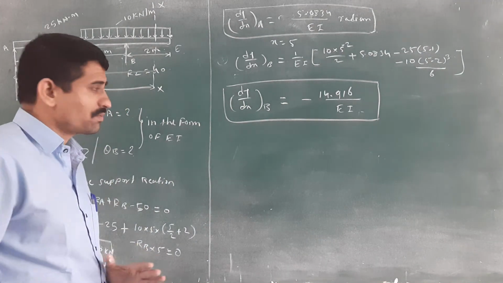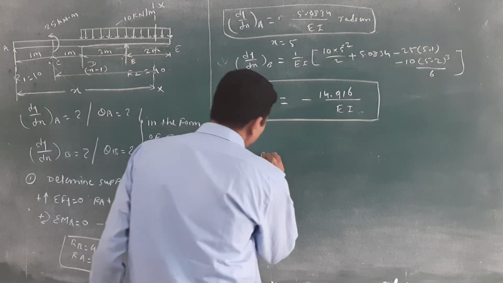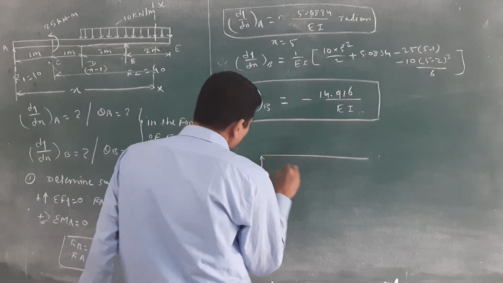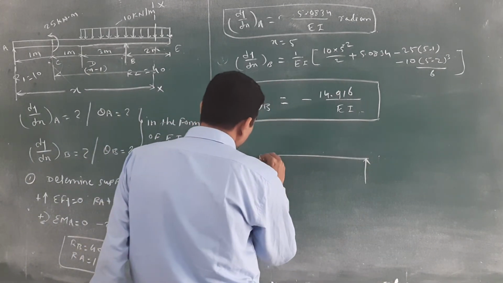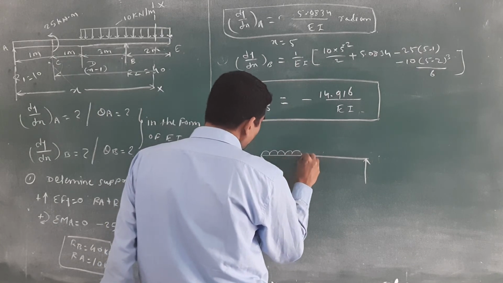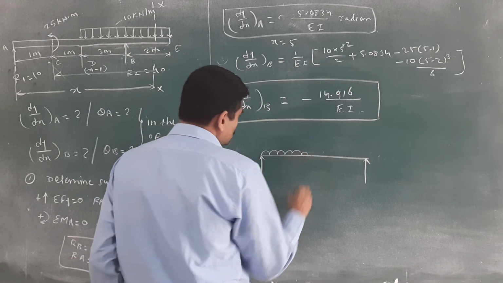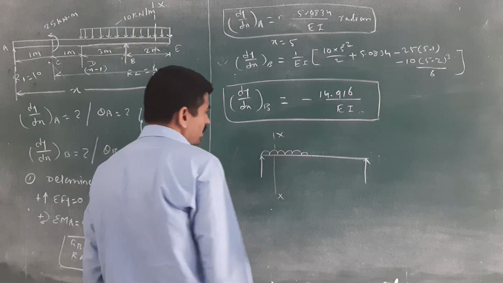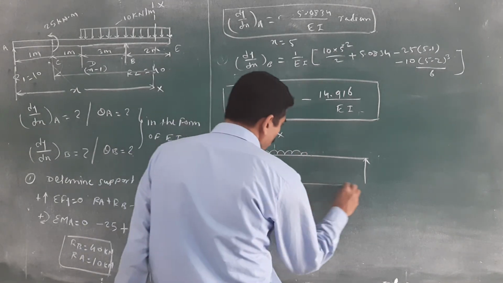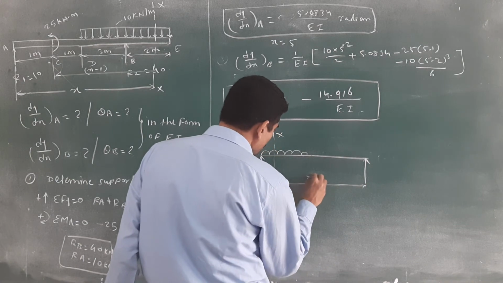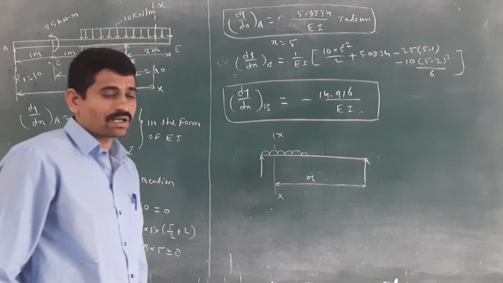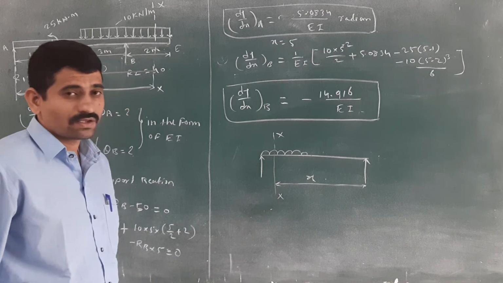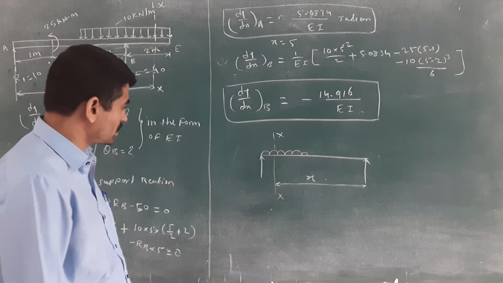Guys, remember one thing. I will give an example. Suppose a simply supported beam is given, and you have been given this UDL on the left side. Then you have to consider the section on the left side, and you have to consider the distance x from the right end. Remember that condition.